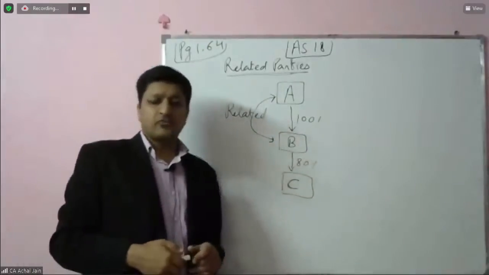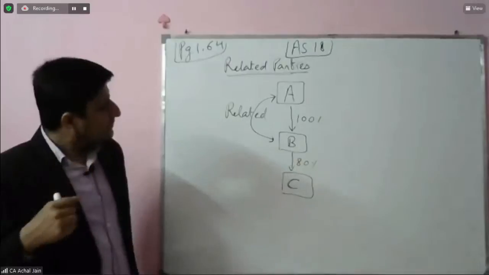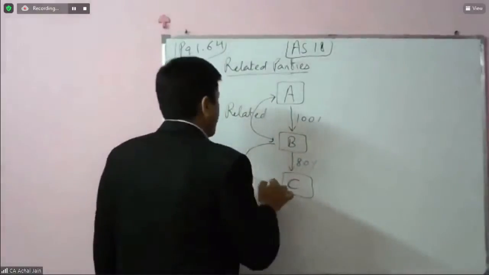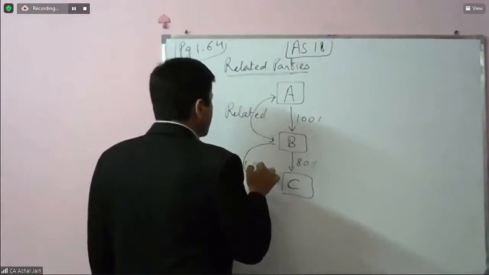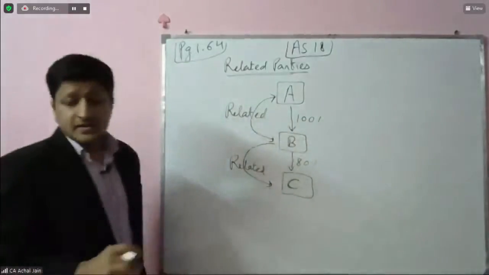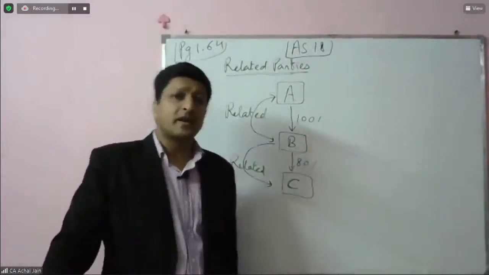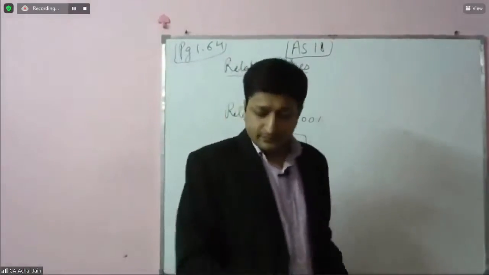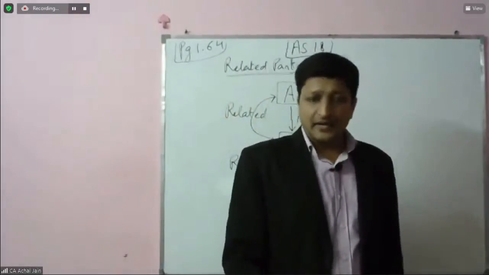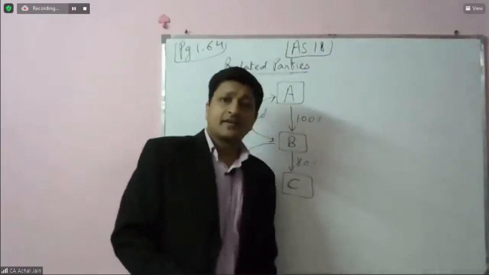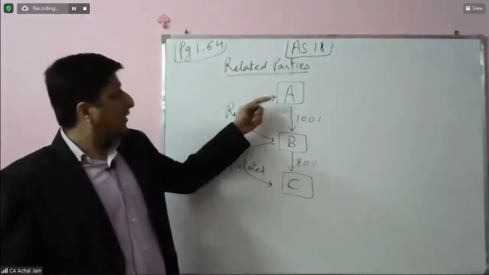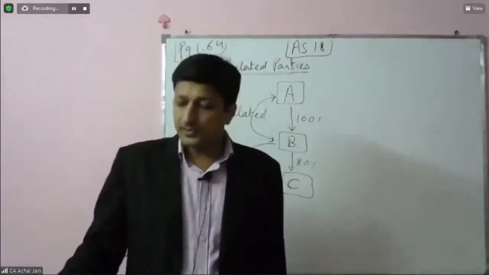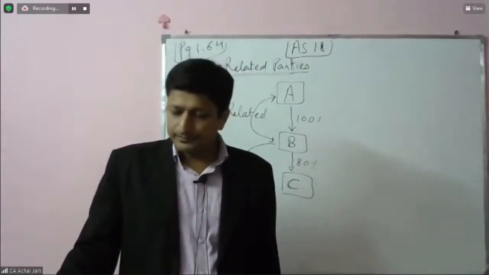Let's see another situation. B has got control over C. So therefore, B and C will also be related parties, means B will be related to C, C will be related to B. So we can see A and B are related to each other. B and C are related to each other. Why? Because one of them has got control over the other, and which is also called as holding or subsidiary relationship. I'm sure you would be knowing about it.